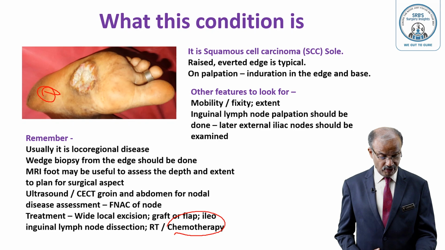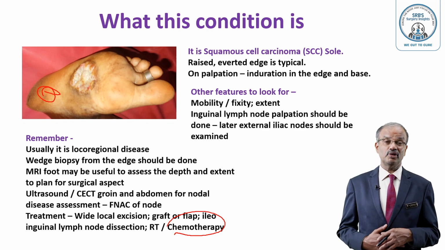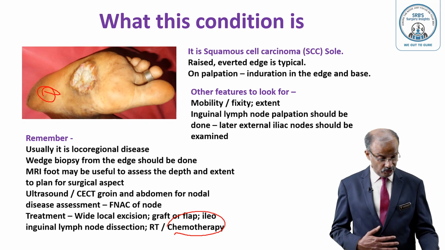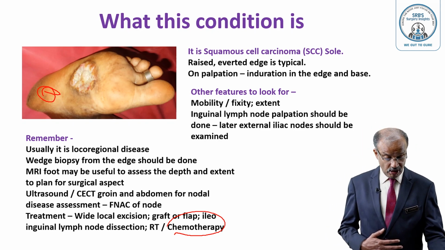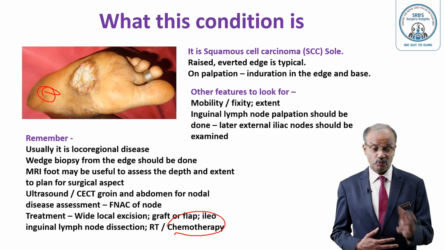If the lesion is in the heel part, popliteal nodes may also be involved, so you examine the popliteal node also. If it is involved, you have to remove the popliteal node also. That point you have to remember. Peripheral pulses you have to check. Check whether edema is there or not. That is also important. The opposite side you have to examine.